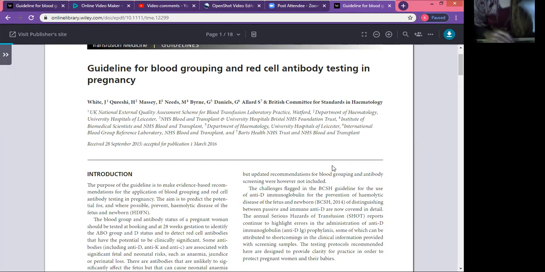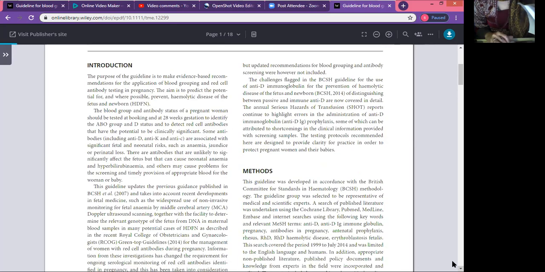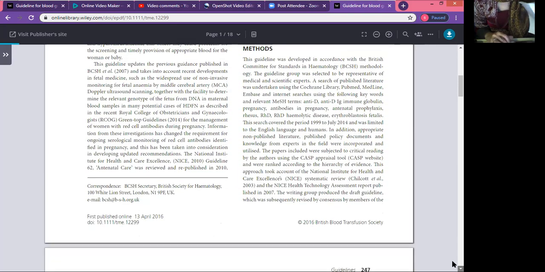So, just an update on these guidelines, and also the reference to the RCOG guidelines. They have also been incorporated. Most of the recommendations made by the RCOG have been incorporated.